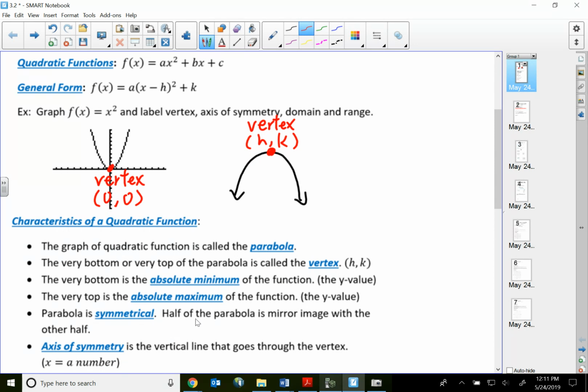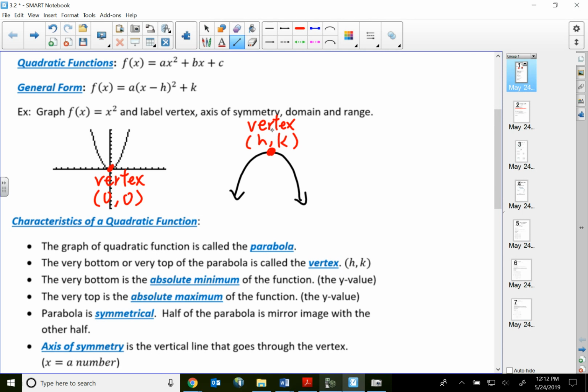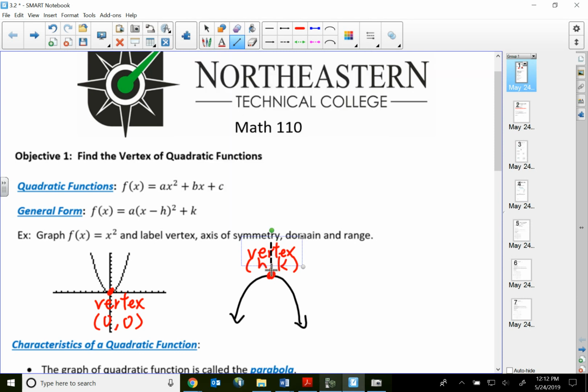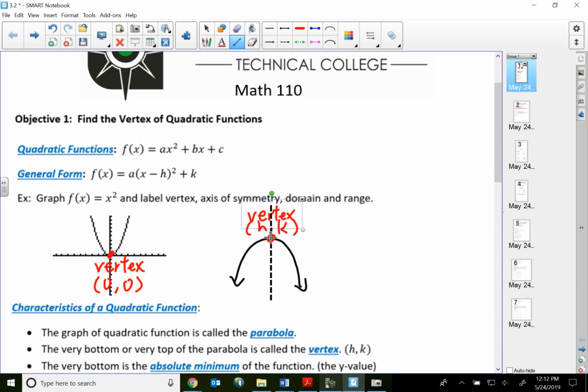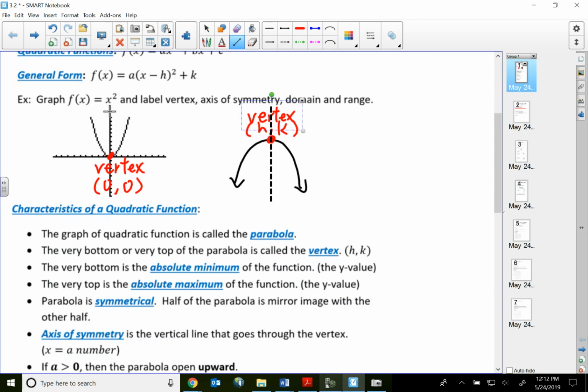A parabola is actually symmetrical. Half of a parabola is a mirror image of the other half. That means I can cut my parabola into exactly two halves, and then the left side and the right side will be symmetrical. When I cut exactly in half, this line has to go through the vertex.